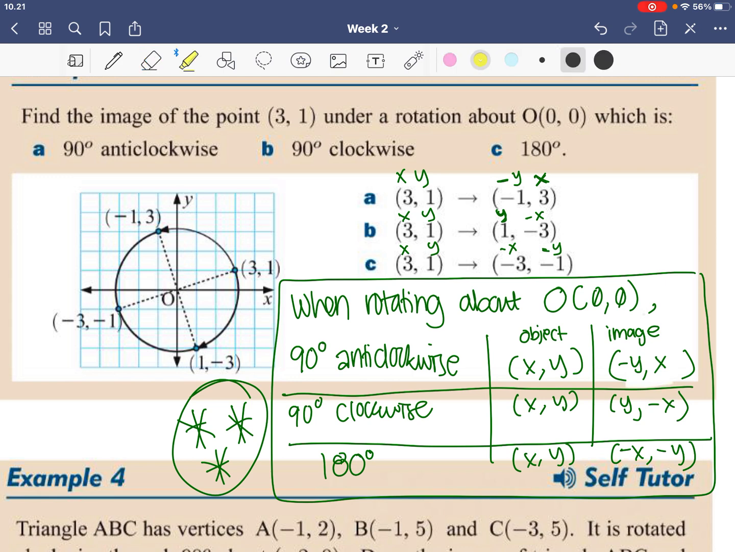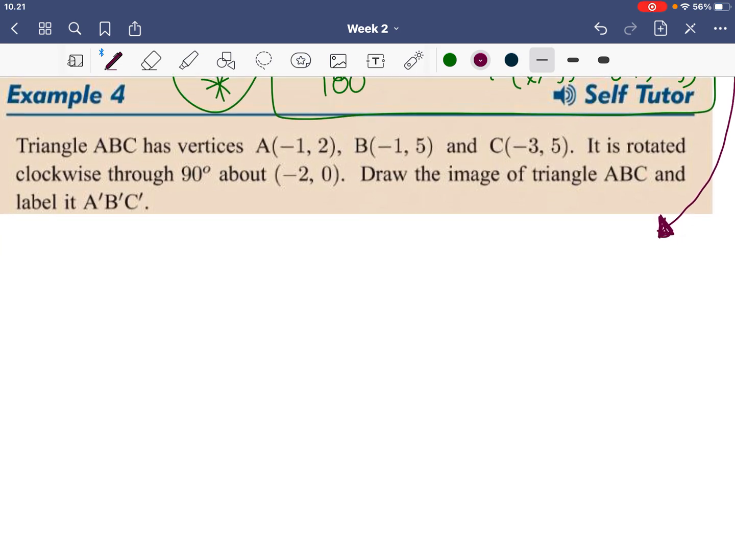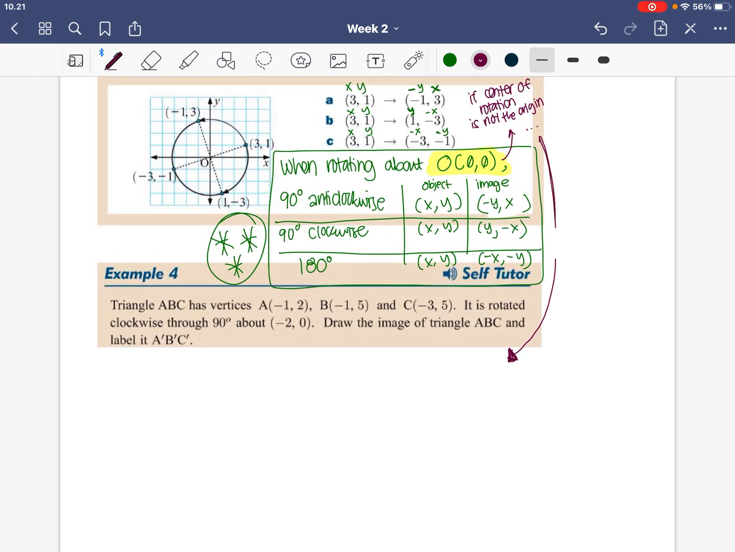But note this, guys, if the center of rotation is not the origin, we'll need to find out. This is where we'll find this out. This is so fun. Okay, at least for me. Alright, so let's see. What happens if the center of rotation is not the origin? What happens to our pattern here?